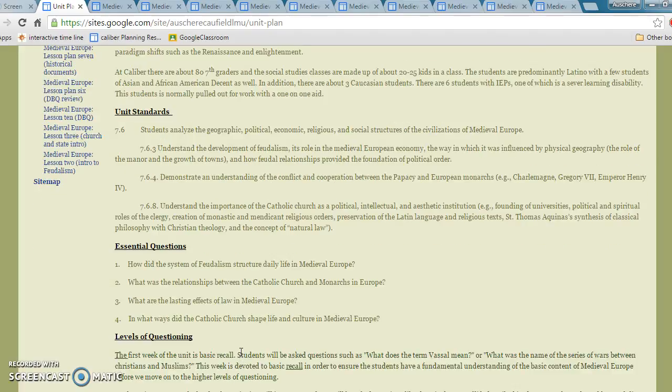The essential questions include: how did the system of feudalism structure daily life? What was the relationship between the Catholic Church and monarchs in Europe? What were the lasting effects of the laws in medieval Europe? And in what way did the Catholic Church shape life and culture in medieval Europe?